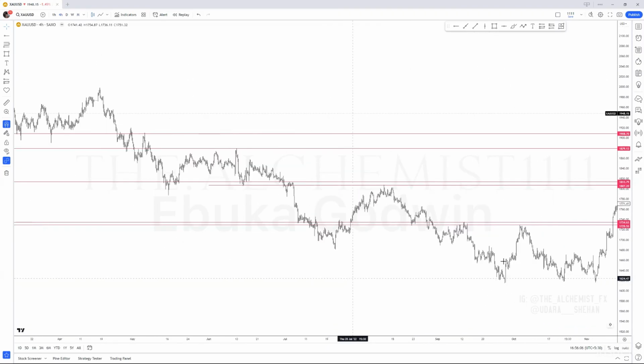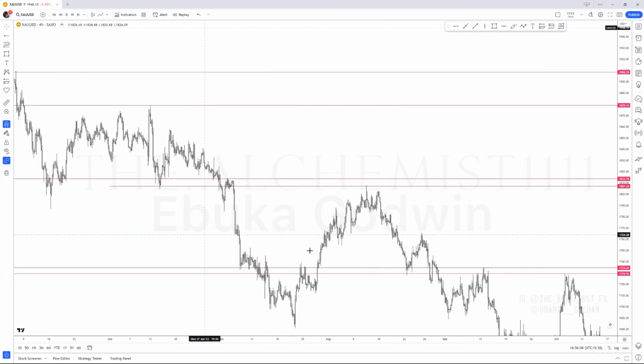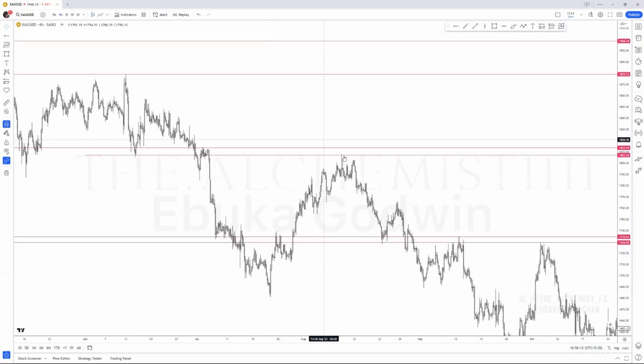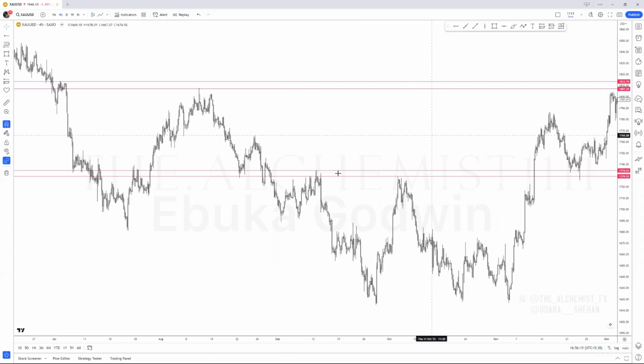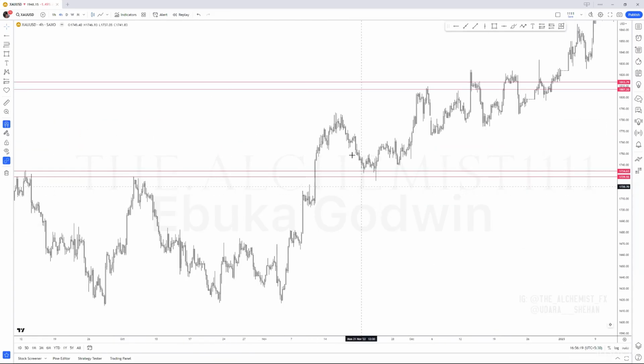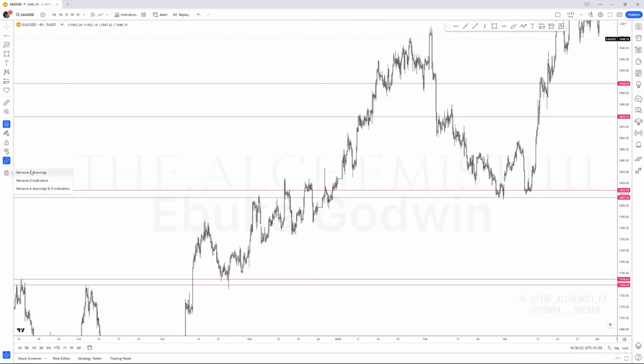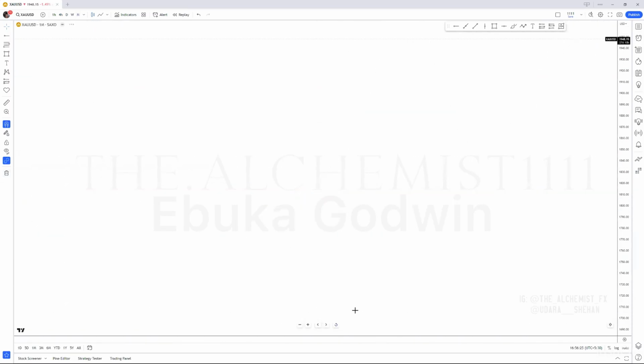Look at the entries if you paid attention to them. See this? Look at this. Once that level is broken, it is being used as a support. We have all of that. So very, very strong. These monthly levels are very strong.